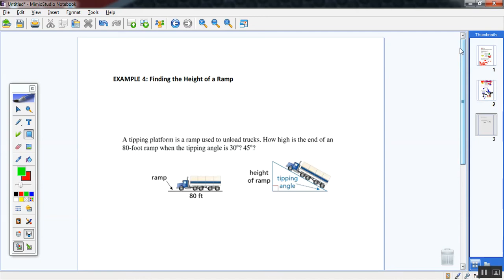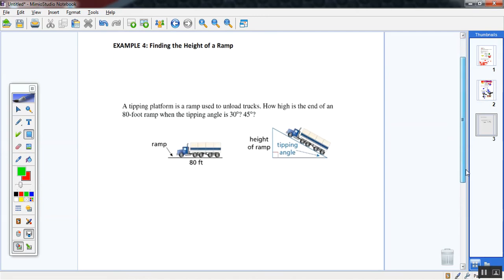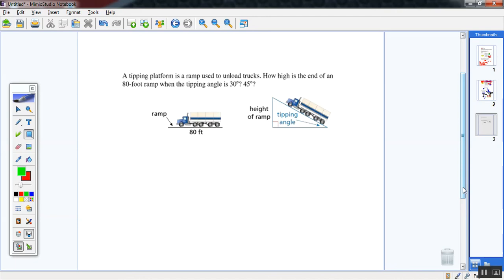Used to unload trucks. How high is the end of an 80-foot ramp when the tipping angle is... And what else? Okay, this should be so easy for us. The tipping angle right here is down here. This truck is sitting on a ramp that rotates around. This ramp rotates around. This hypotenuse stays how much all the time?